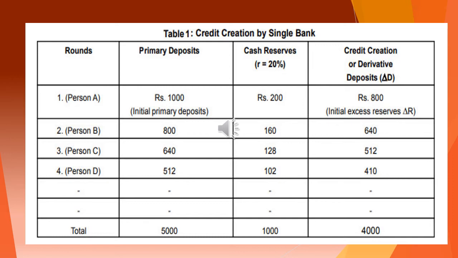Now this 640 rupees is taken by person C and he is again depositing this amount in the bank as deposit. By keeping 20% of cash reserves, the bank gives the rest of the amount, 512, again as a loan to another person. So this person D is bringing that 512 to the bank again. They are keeping 20% of that amount, 102 rupees, in the bank and the rest, 410, they are giving again as credit.